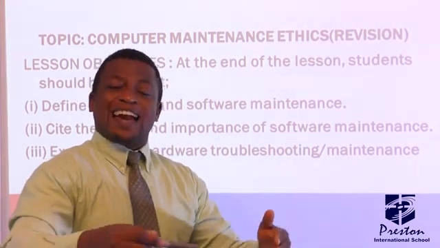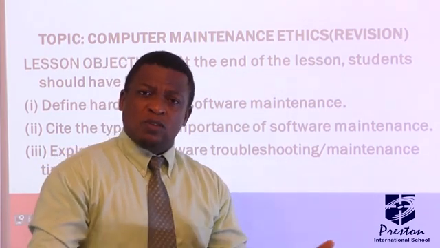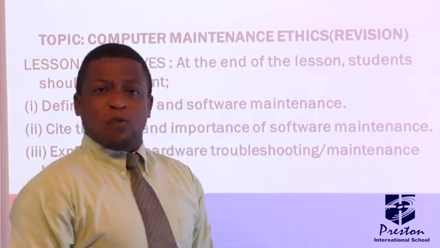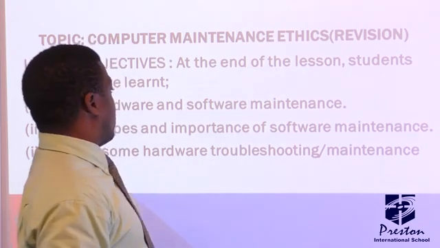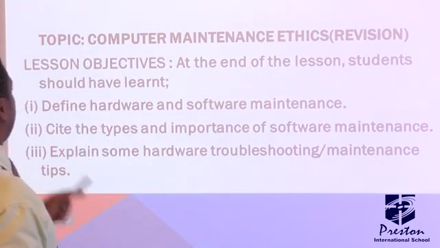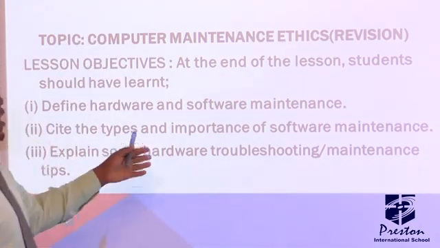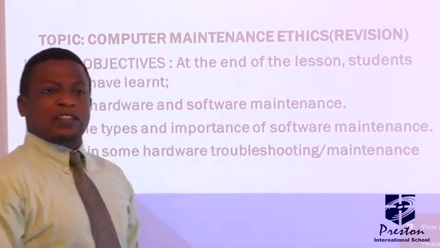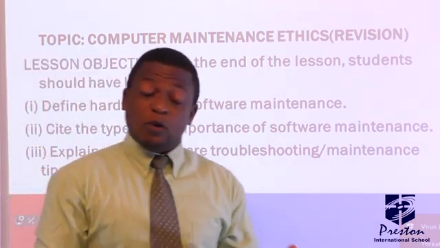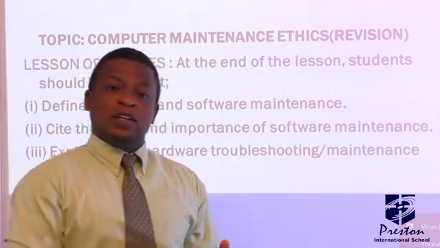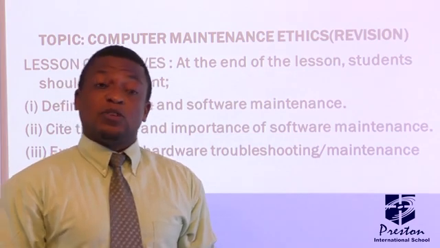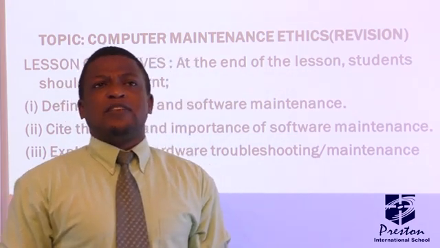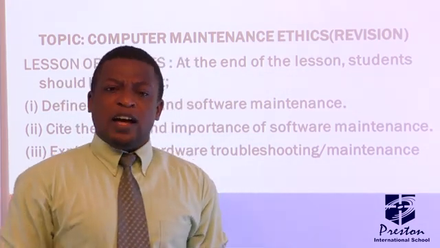You know, that's why they do a kind of survey, so they know where the software is and what kind of function it can perform. Okay, that's that about that. And we'll look at the second one. Cite the types and importance of software maintenance. Of course, types of software maintenance. We have the normal one, the corrective maintenance, preventive maintenance, or sometimes we call it preventative. Then you have the adaptive maintenance.